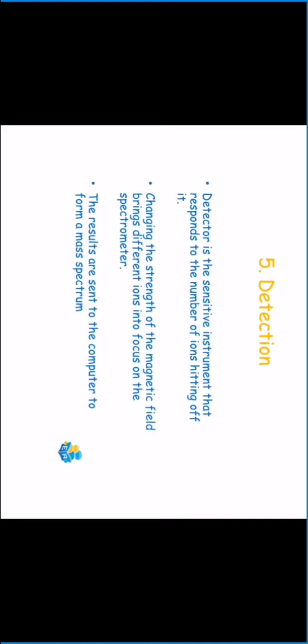Step 5, the last step, is detection. And here they use a detector to pick up the ions, and a detector is just a sensitive instrument that responds to the ions as they hit off it. Changing the strength of the magnetic field brings different ions into focus on the spectrometer. So changing the magnetic field will cause different ions to hit off the detector at different times. And the results are then sent from the detector to a computer, and we form a mass spectrum.